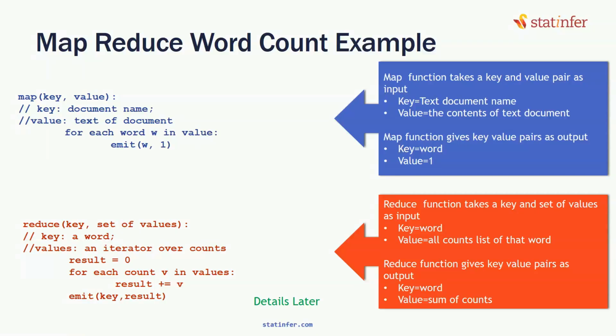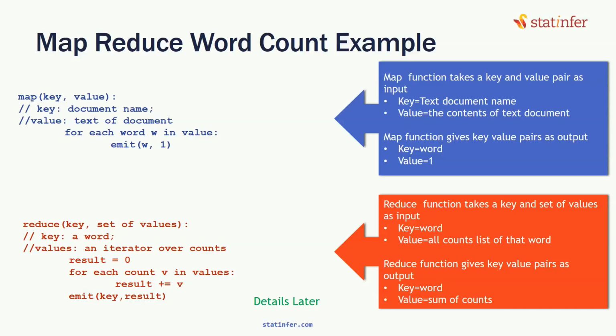So map is a function, reduce is a function. Map function takes the input key and value, gives a particular intermediate output. Reduce function takes whatever is the output of the map function as input and gives the final output. So what exactly does map take as input and what exactly does map give as output?